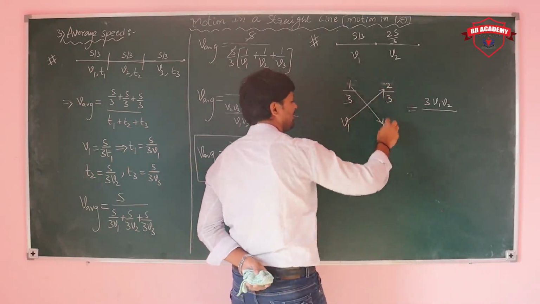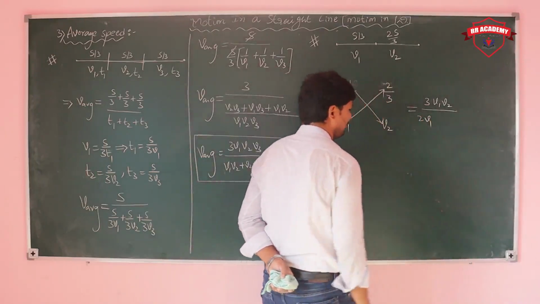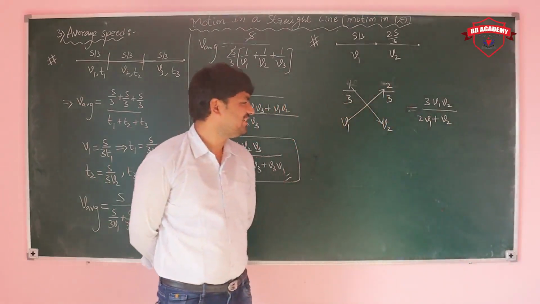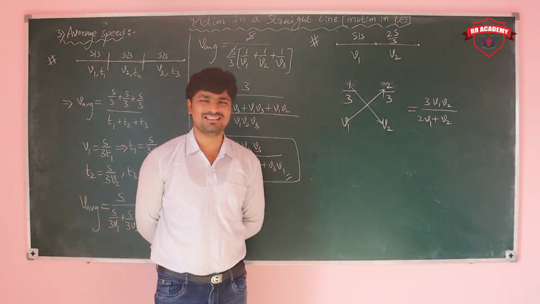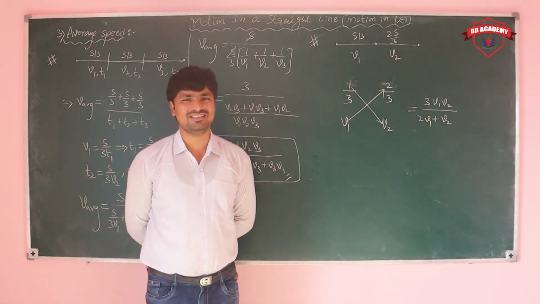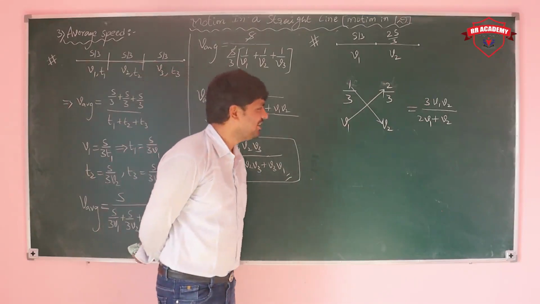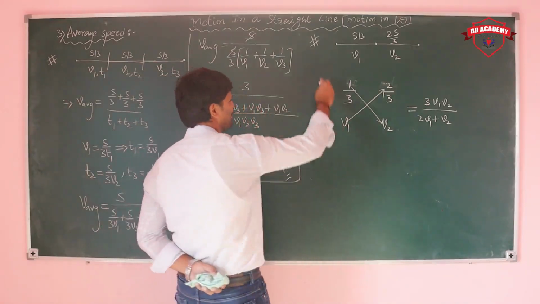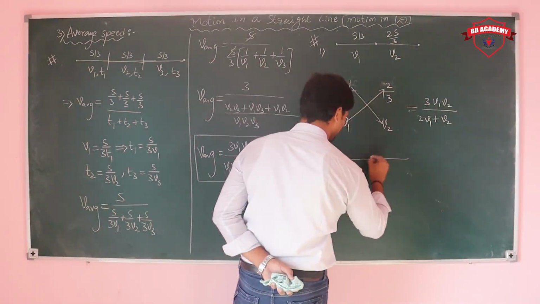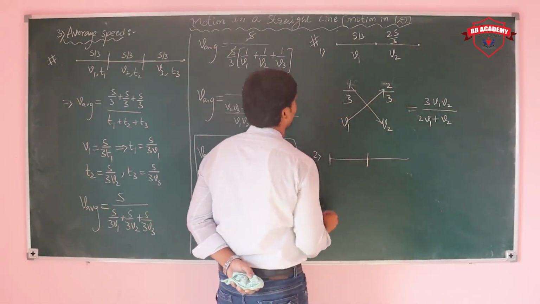cross multiply: 2 V1 plus V2. So 3 V1 V2 upon 2 V1 plus V2. You may have a doubt: is it right? You can check. I'm taking one more example here.